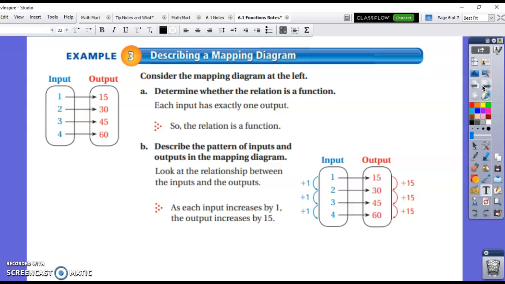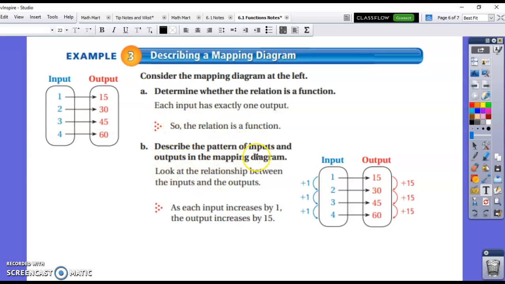Example 3, describing a mapping diagram. Consider the mapping diagram at the left. Determine whether the relation is a function. Well, there's only one arrow going across from each input to each output, so yes, it is a function.